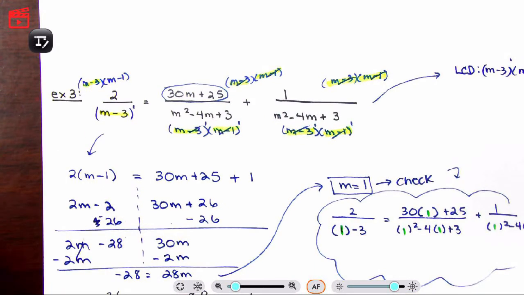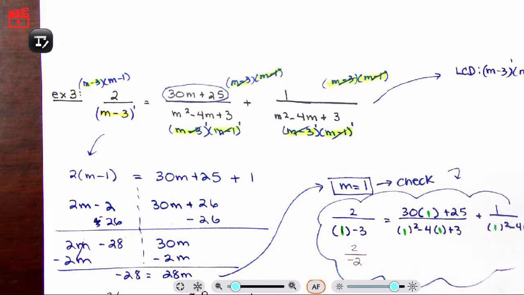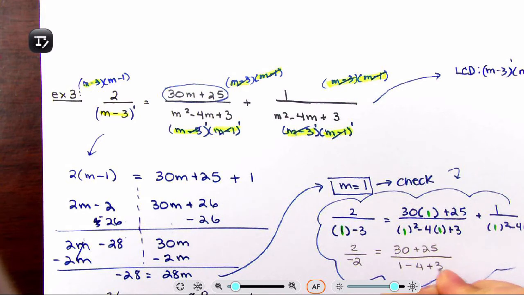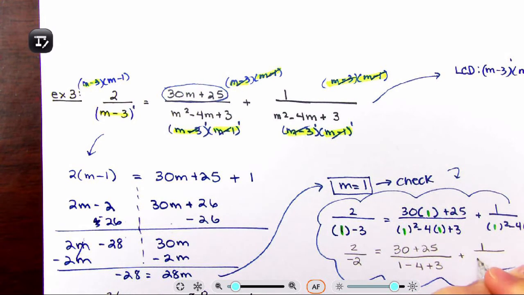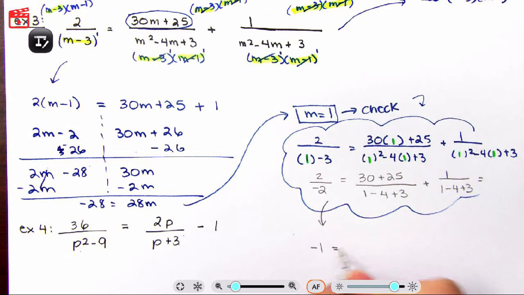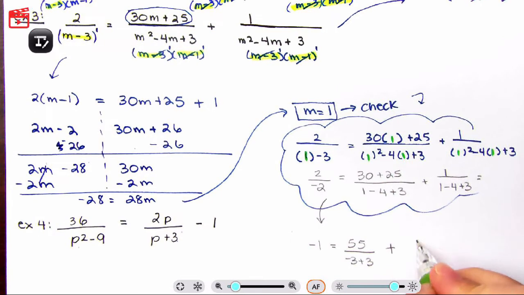All right, let's see what we have. We have 2 divided by negative 2 is equal to 30 plus 25 divided by negative 1 minus 4 plus 3, plus 1 over negative 1 minus 4 plus 3. We're going to need a little bit more room than what I gave myself. That's okay. So I have negative 1 is equal to, this is 55 divided by, this is negative 3 plus 3. Ooh.